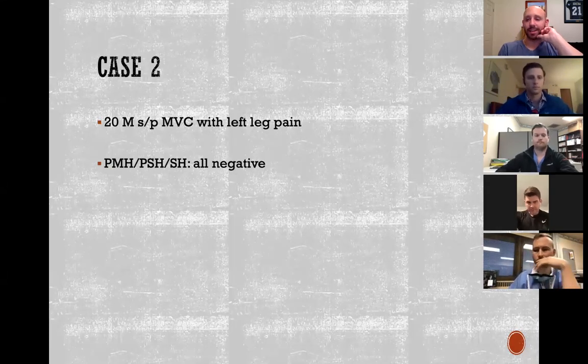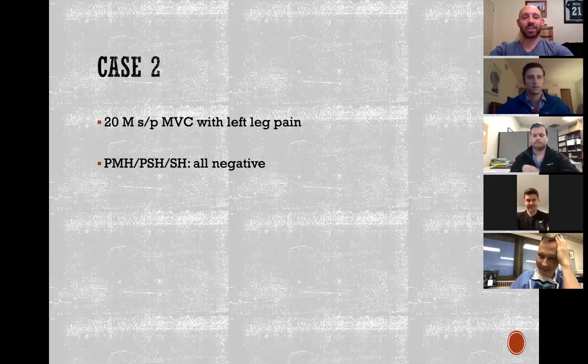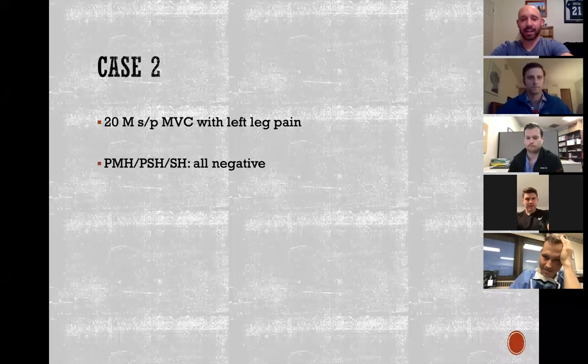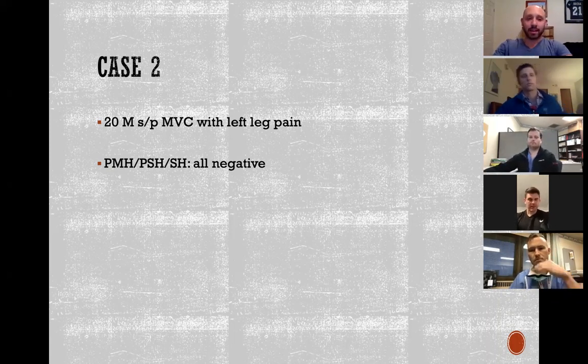All right. So this is case 1. Joe didn't want to go first, so I'm going to go first. So this was a 20-year-old male. He came in after a motor vehicle accident. Most of the trauma we see is tons of MVCs, tons of motorcycles, tons of penetrating trauma from gunshots. So this is a normal case for us. This guy came in the trauma bay with leg pain.